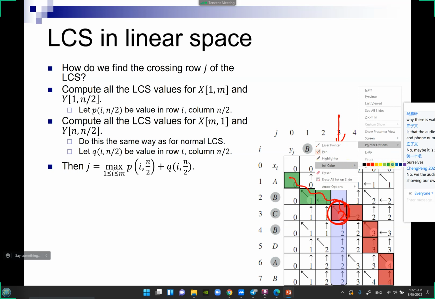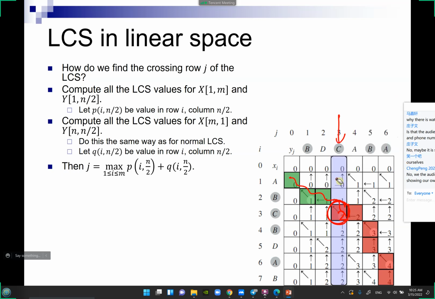So we want to see how many matches we can get in the first part and then how many matches we can get in the second part. Then we want to pick a J such that if you add up the total matches from the first part and the second part, this is as large as possible. Because the sum of the number of matches from the first part and the second part is equal to the total number of matches that you get. In this case, we have 4 matches.